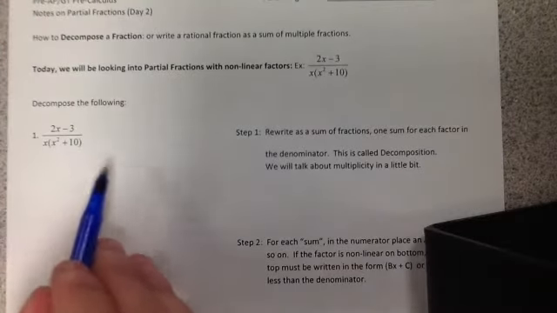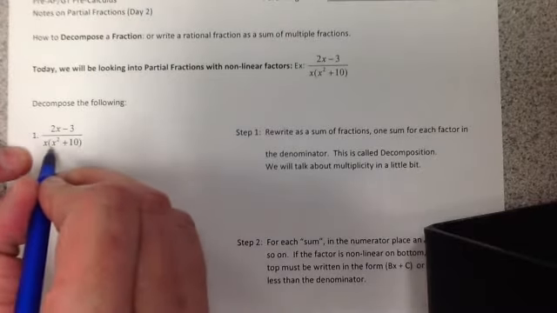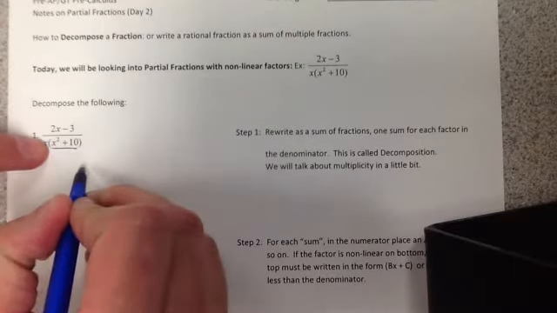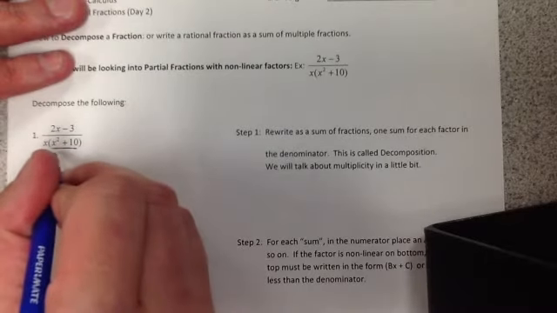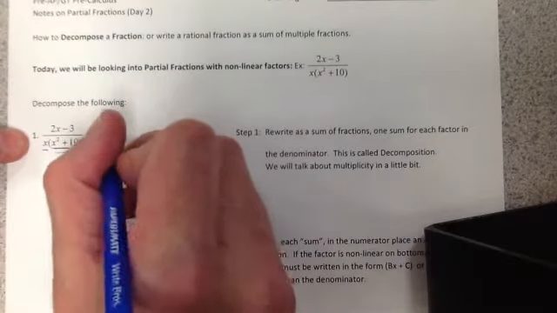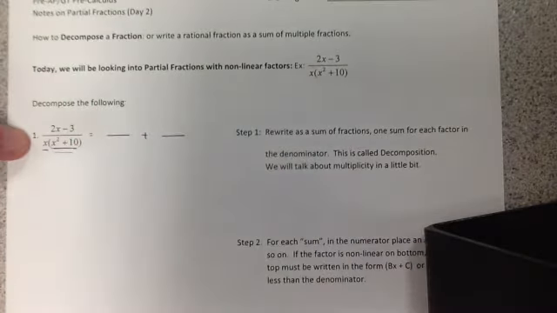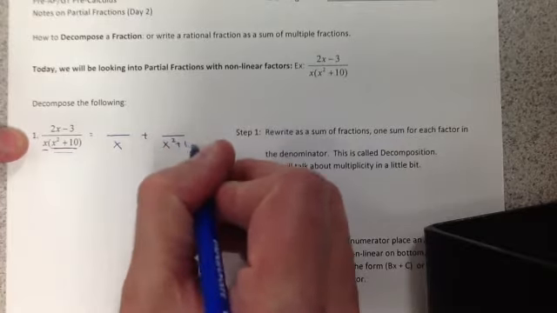Now, to do these, the steps are the same. The only difference is that we are going to have a nonlinear factor in the bottom, and in order to do this one, we have to do it just a tad bit different. We still have 2 factors in the bottom, so that means we're still going to have 2 fractions we have to add. We're still going to have an x and this x squared plus 10.